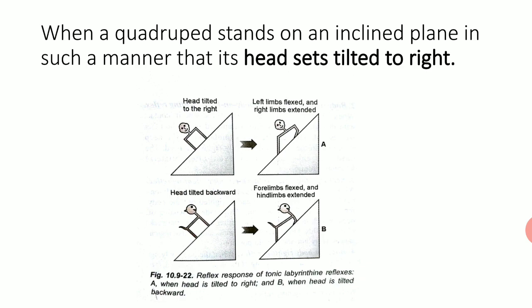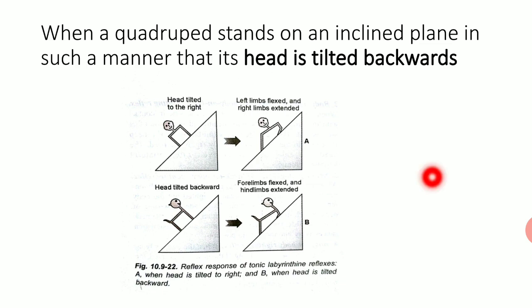So these are the responses in this reflex. When a quadruped stands on an inclined plane in such a manner that its head is tilted to the right, as you can see in figure A, what is the reflex response? The left limb is flexed and the right limb is extended. So this is the reflex response when the head is tilted to the right, when a quadruped animal stands on an inclined plane.